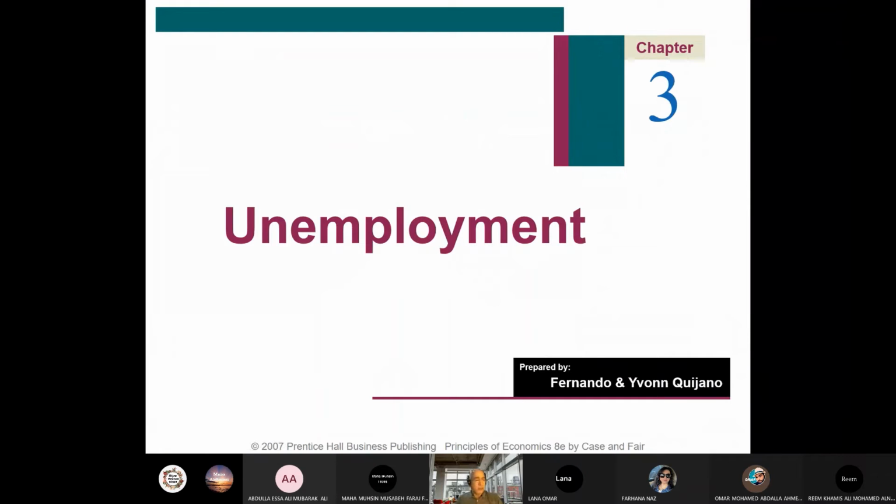What's the meaning of unemployment in Arabic? البطالة. Yes, this is unemployment. Is it something good or bad? It's something very bad. It's something very negative.